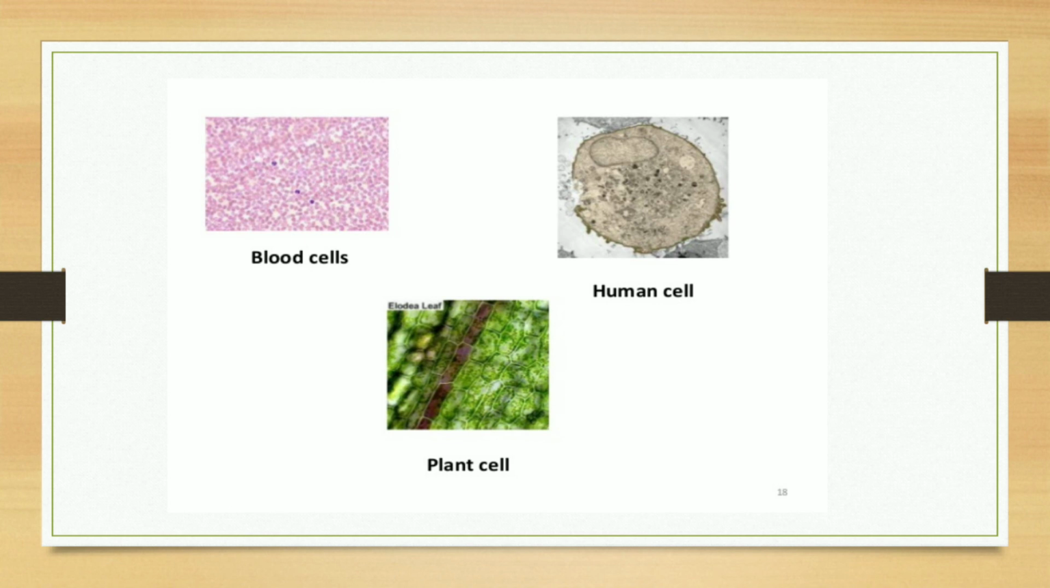So, these are the various types of cells that are observed under a microscope: blood cells, human cells, plant cells, all are observed under the microscope. Without a microscope we can't see the cells.